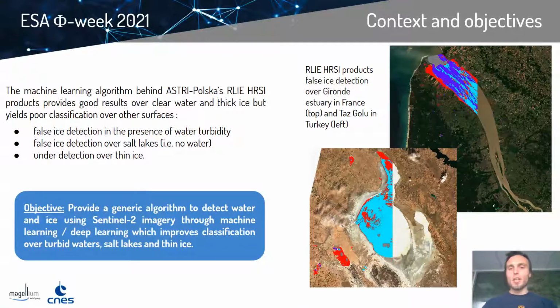Polska's RLI perform very well over clear water and thick ice, but they have severe drawbacks when it comes to detecting water over turbid water, over salt lakes, and it also under-detects thin ice. This is what we aim to improve with machine learning and deep learning methods.